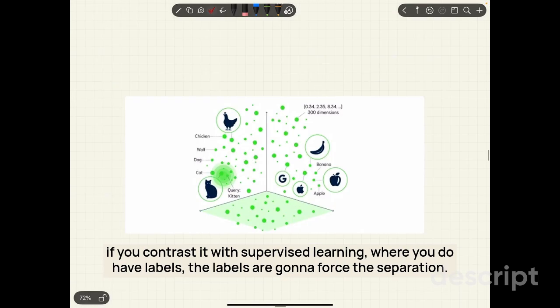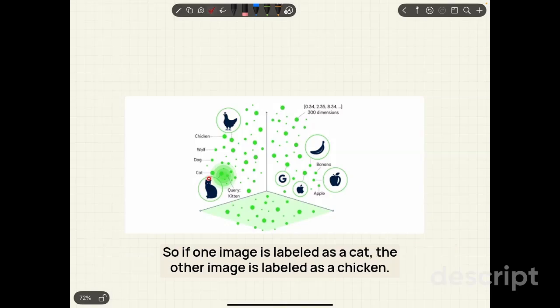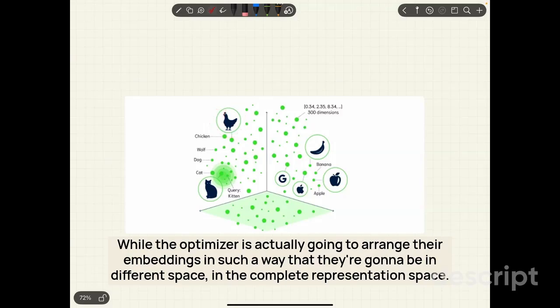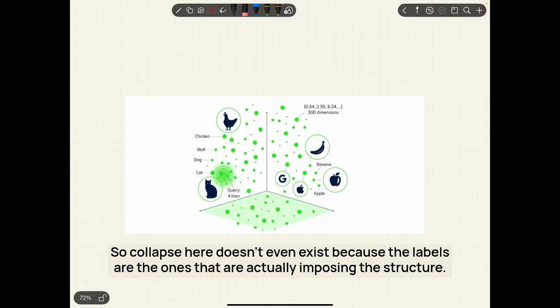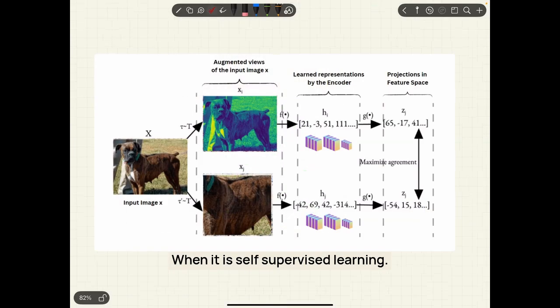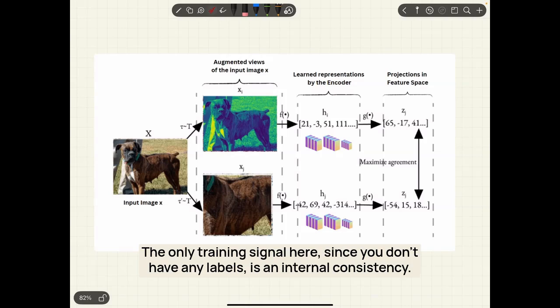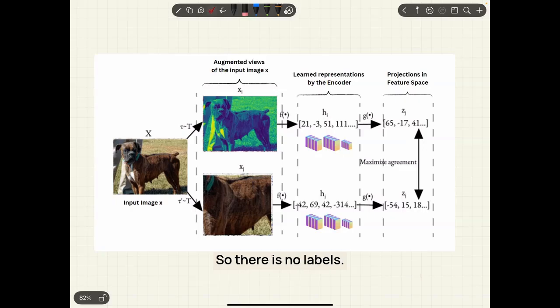If you contrast that with supervised learning where you do have labels, the labels are going to force the separation. So if one image is labeled as a cat and the other image is labeled as a chicken, the optimizer is going to arrange their embeddings in such a way that they're in different spaces in the representation space. So collapse doesn't even exist here because the labels are the ones imposing the structure. When it is self-supervised learning, the only training signal, since you don't have any labels, is an internal consistency.